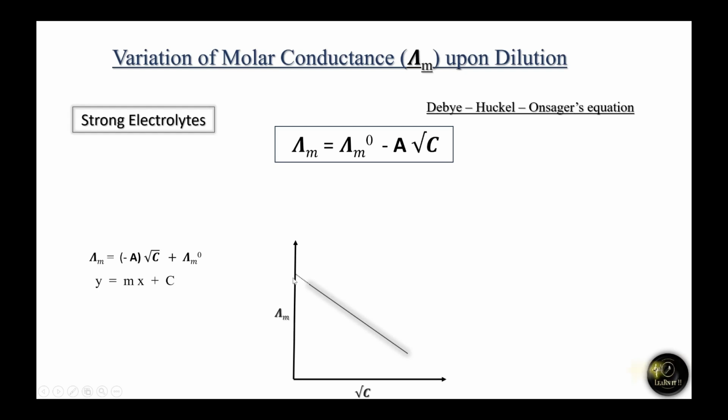The y-intercept is called lambda naught m. So the value here is lambda naught m. It means the molar conductance of the electrolyte at 0 concentration or infinite dilution, and the slope is given by minus A. So this is how molar conductance varies upon dilution for a strong electrolyte. It is a straight line.